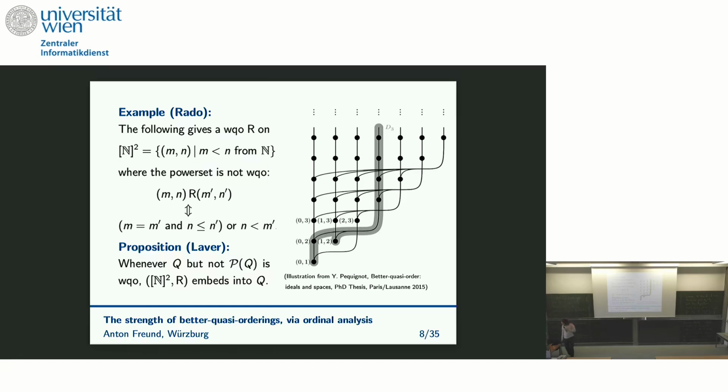Okay. So that shows that this infinitary power set operation does not preserve well-quasi-orderings. In general, the slogan is that well-quasi-orderings have good closure properties under finitary operations, but not under infinitary operations. And the better-quasi-orderings that we are going to see have also good closure properties under infinitary operations, and that's what they were made for.